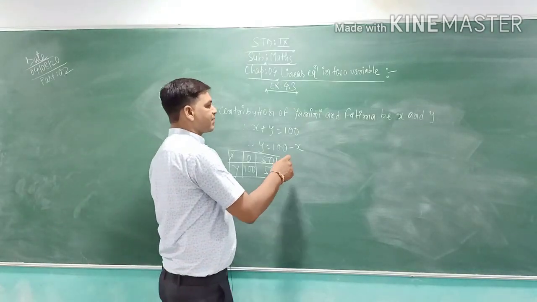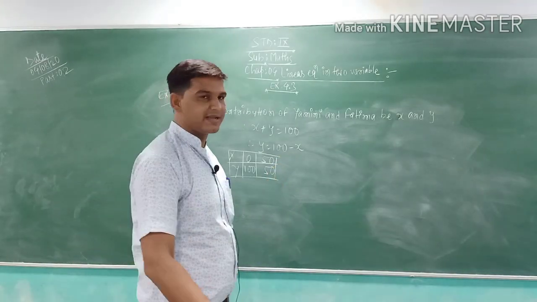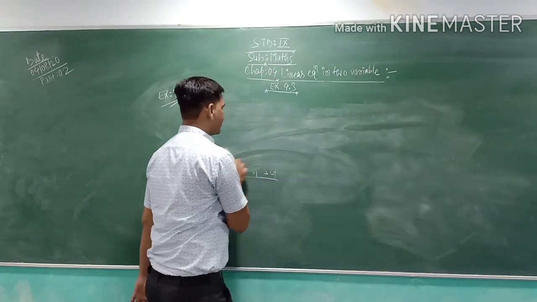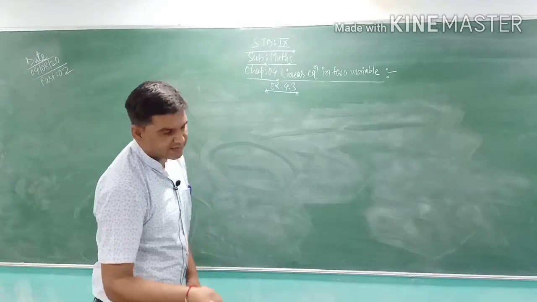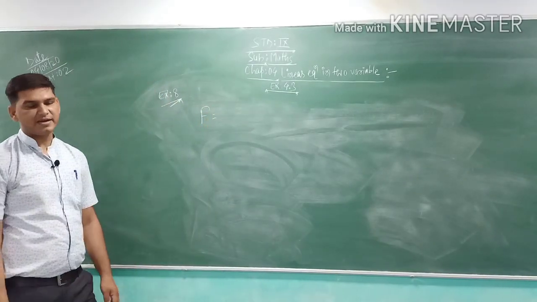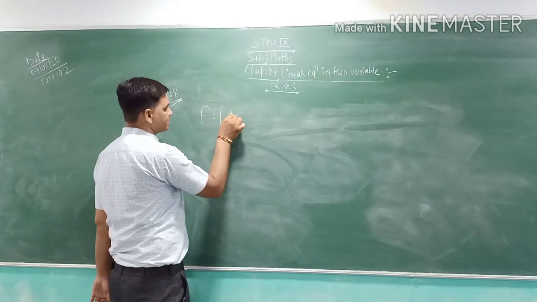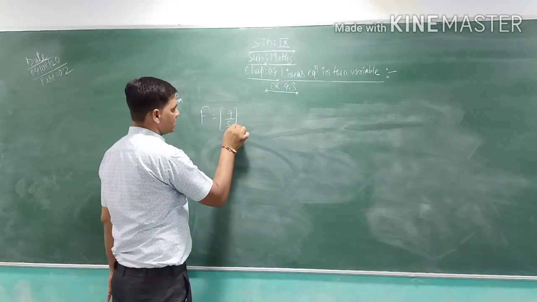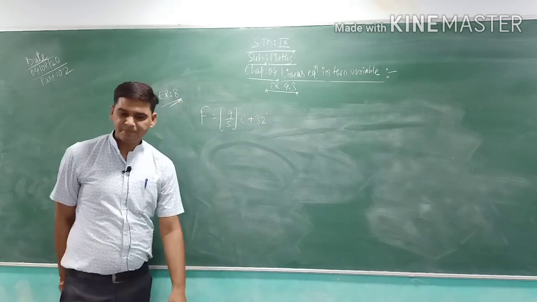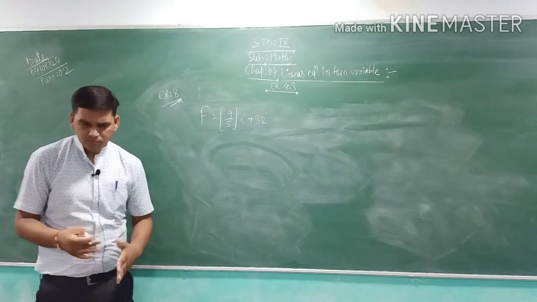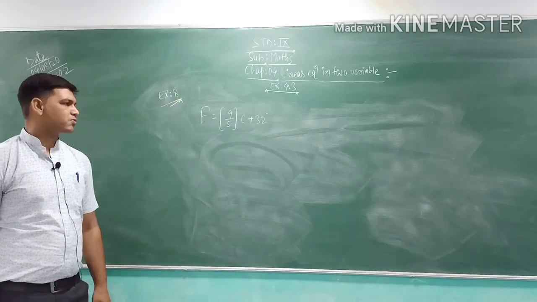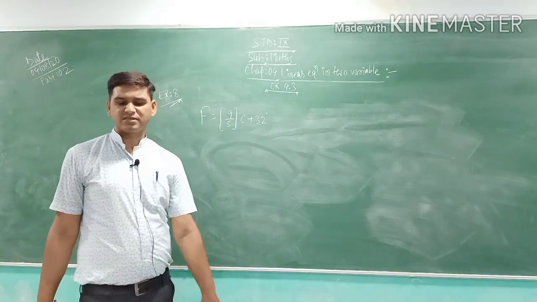Now the next question is on Fahrenheit and Celsius. The equation is given that F, the Fahrenheit, is equal to 9 by 5 into C plus 32. Okay? There is one equation, so you have to draw a graph with x and y. But there are 5 questions given, and according to them we find each answer.